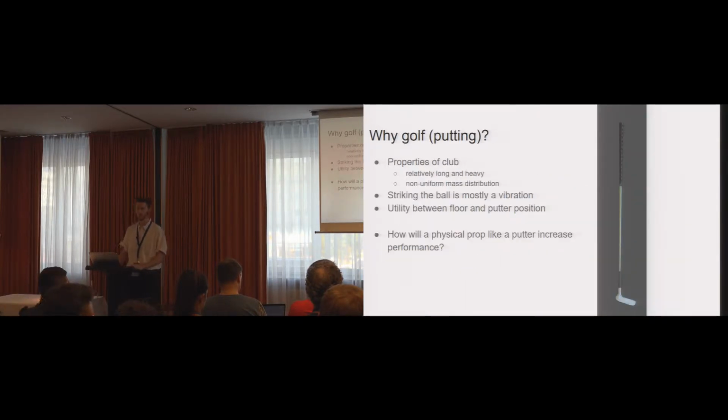So we think we can find an increase in performance, but why would we think that when these previous studies haven't found that? There are some properties of the club that we think are really important to creating a significant difference in the performance of a passive haptic prop versus just a smaller device like a controller. The club is pretty long and heavy, which gives it this significant difference to just holding a controller. It also has a non-uniform mass distribution with a lot of mass concentrated near the end of the club, so it will greatly increase the moment of inertia compared to just a tube, as well as the utility between the floor and the putter position.